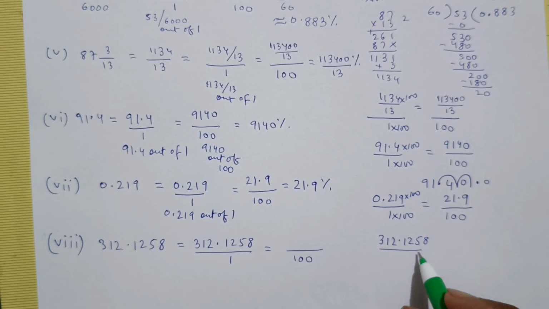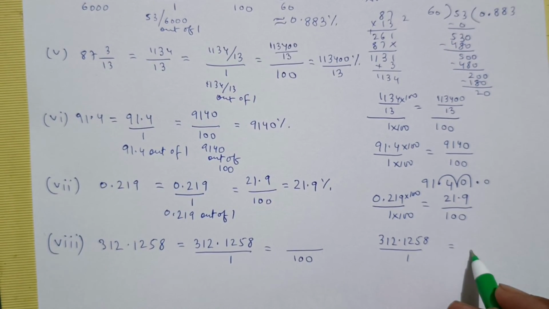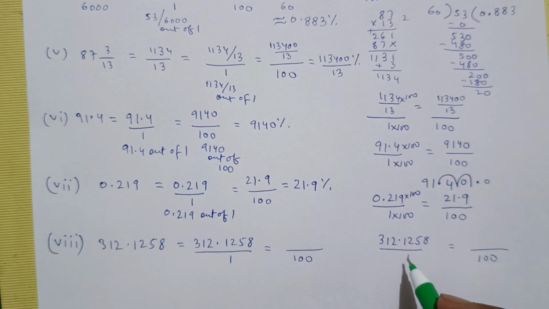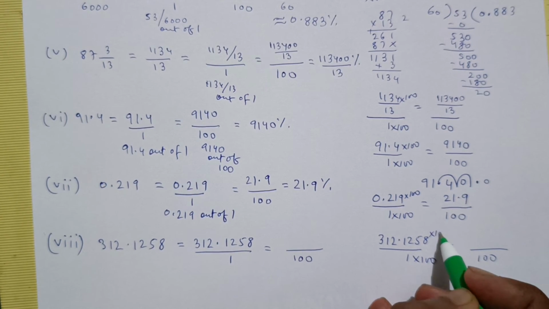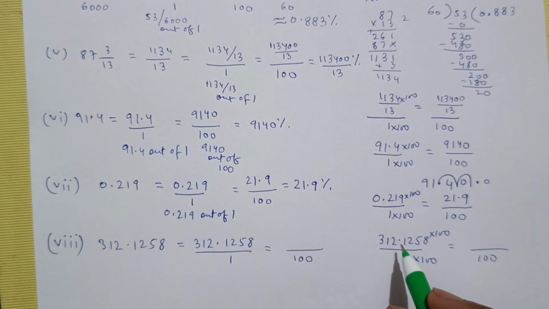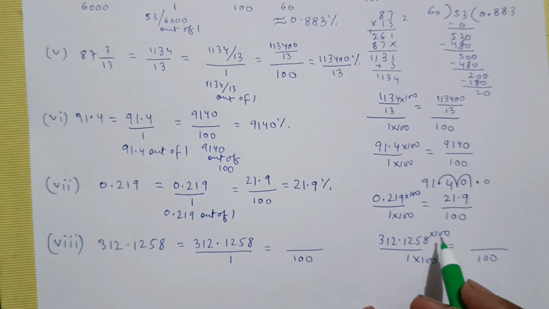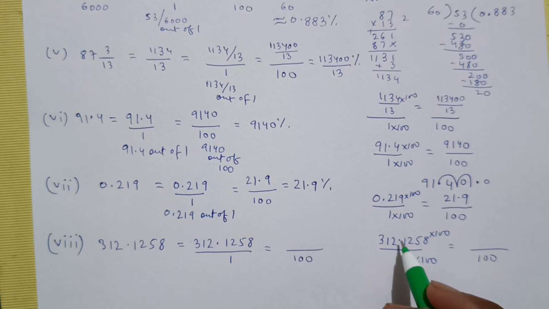312.1258 by 1 is equal to how much out of 100? So I want the denominator to be 100. Right now the denominator is 1. So 1 into what is 100? 1 into 100 is 100. So I will multiply the numerator also with 100. So let us shift the decimal to the right hand side by 2 places because there are 2 zeros in 100. So 1 place, 2 place. So it comes over here after 2.